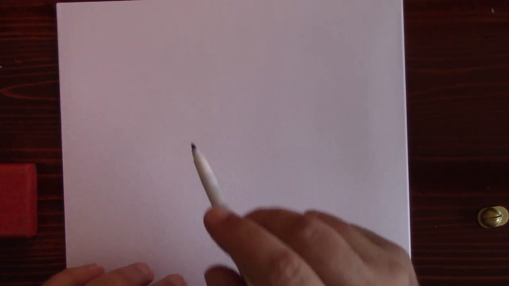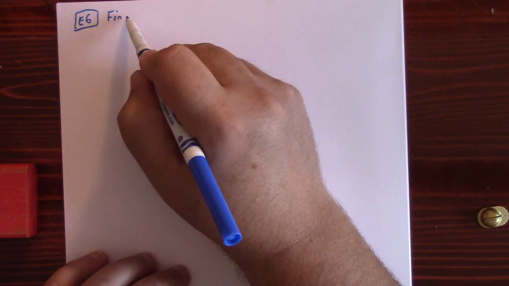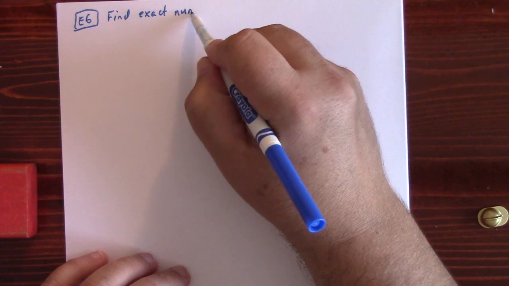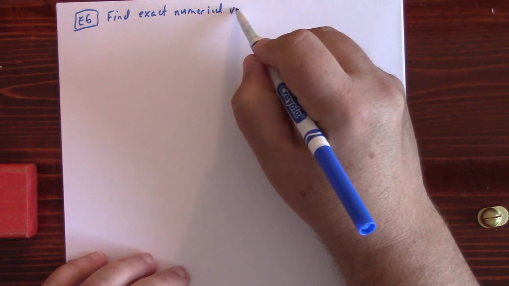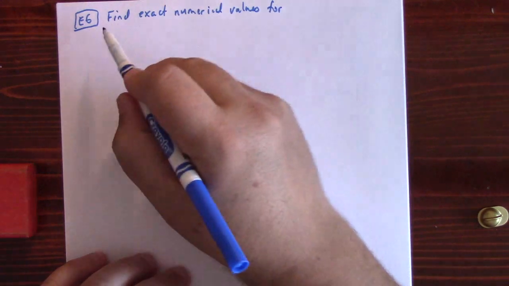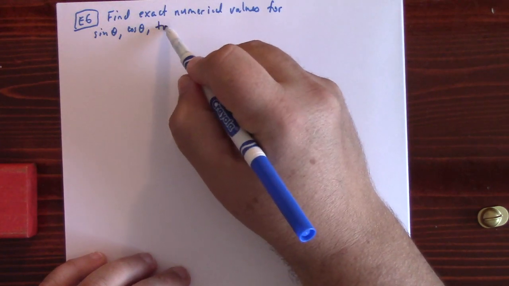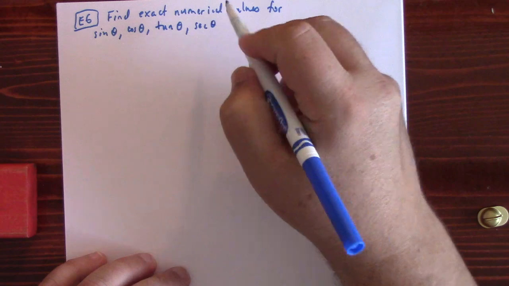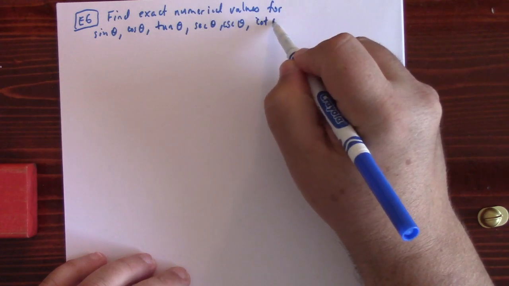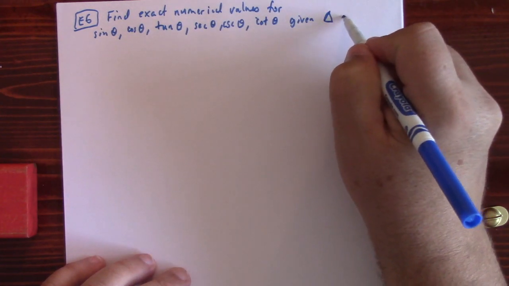Example 6 here. Find exact numerical values for sine theta, cosine theta, tangent theta, secant theta, cosecant theta, cotangent theta, given the triangle pictured below.